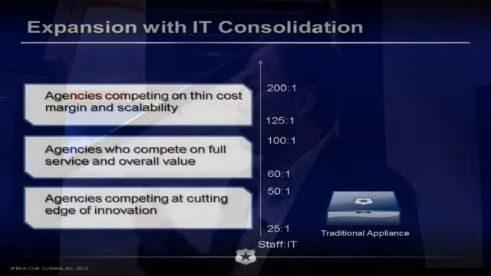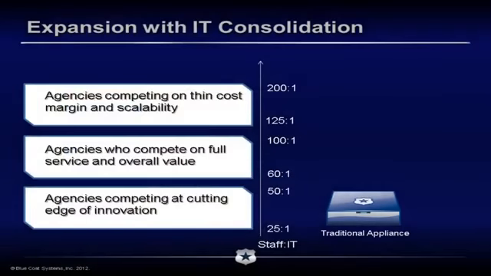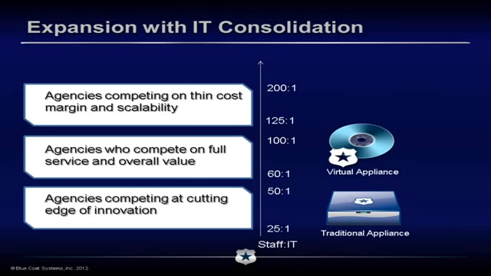Traditional appliances, with their highest performance, scale really well for agencies competing at cutting edge innovation. And then for a larger ratio of 60 or 100 staff to a particular IT, we're talking about virtual appliances, where they can focus more on the application rather than the hardware. And then of course the cloud solution doesn't have an on-premise footprint, and the management can be done remotely.